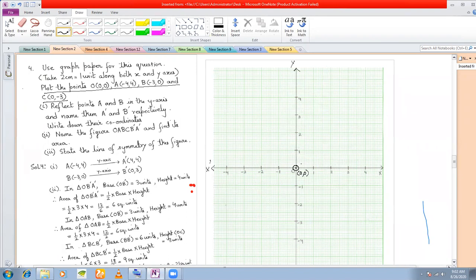Next, you plot the next point (-4, 4). So this is -4, and here this is 4. So this is my point A, (-4, 4).